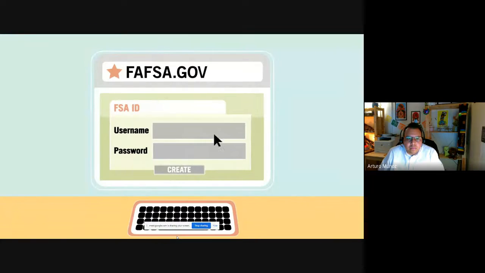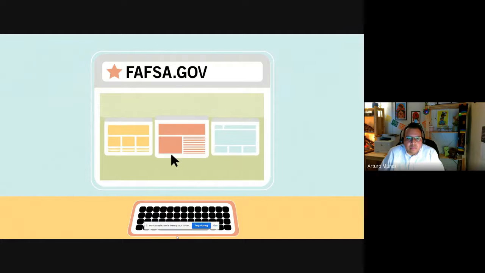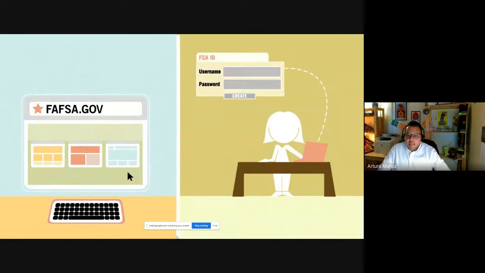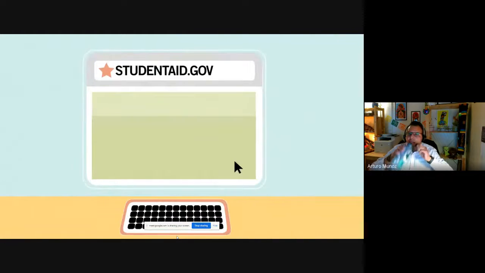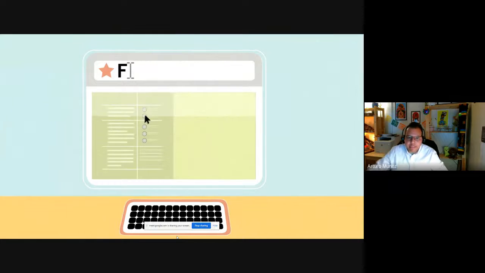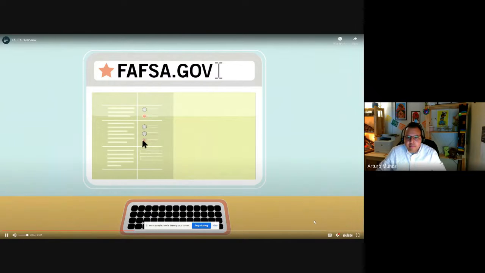Before you fill out the FAFSA, it's a good idea to create your FSA ID, a username and password that lets you electronically sign your FAFSA and gives you access to various websites related to federal student aid. And here's an important tip. If your parent is providing information on your FAFSA, he or she will need his or her own FSA ID. Visit studentaid.gov/FSAID for more information. Your FAFSA can be completed online at FAFSA.gov, and help is provided throughout the online application process.